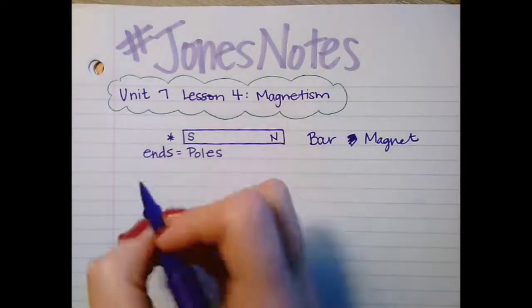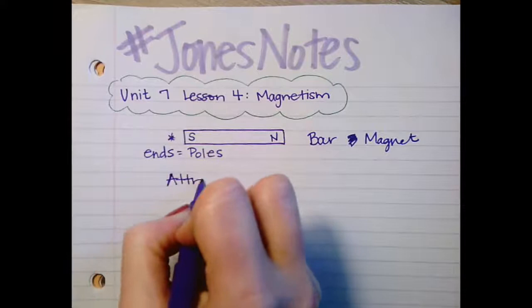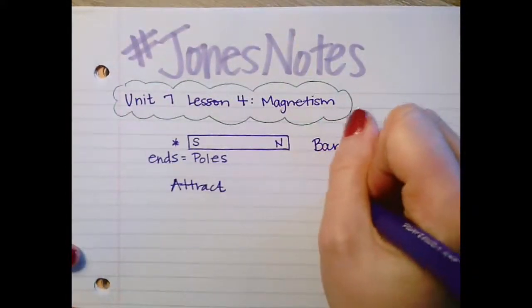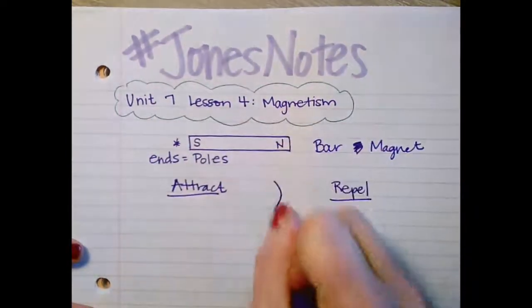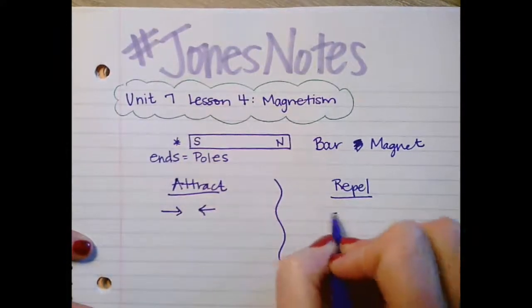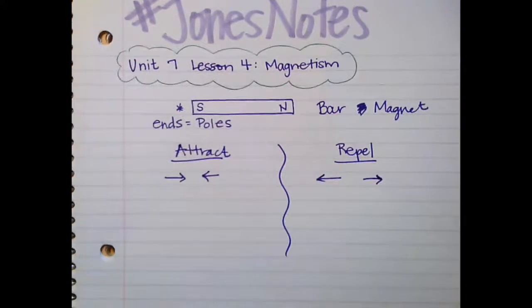We are going to show you, as you guys know, magnets can attract or repel. Attract means that they go towards each other. Repel means that they go away from each other, so they repel the force away.